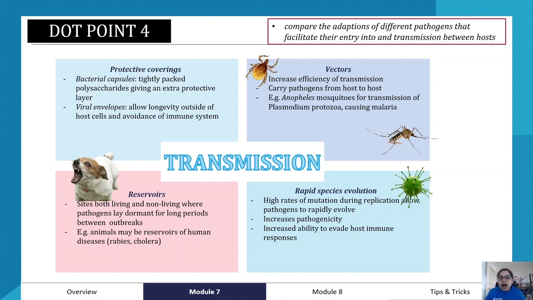So this is when we've got high mutation rates during replication, which allow pathogens to rapidly evolve, and they increase the pathogenicity of the pathogen, obviously its potency, and also increase its ability to actually get into the host cell and evade the immune response. It's something like COVID-19. Obviously, from the pandemic, we saw how fast it mutated. We went from alpha to beta to gamma to omicron. And obviously delta as well. So it mutates quite fast.